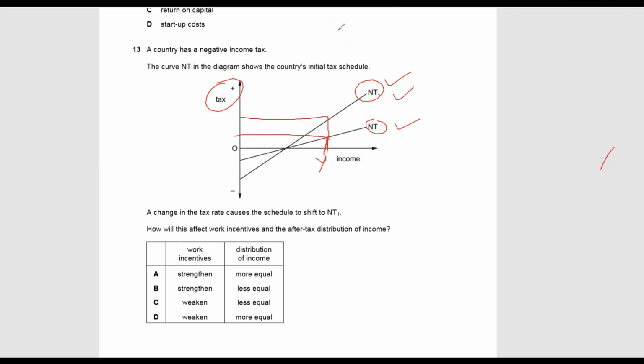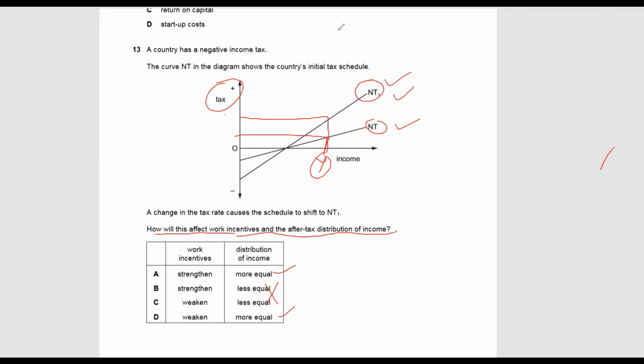So NT1 has greater tax rate as compared to NT at each level of income. How will this affect work incentives and after tax distribution of income? Distribution of income will be definitely more equal, so we can choose this option or this option. We can cancel out these two options. Why will distribution of income be more equal?